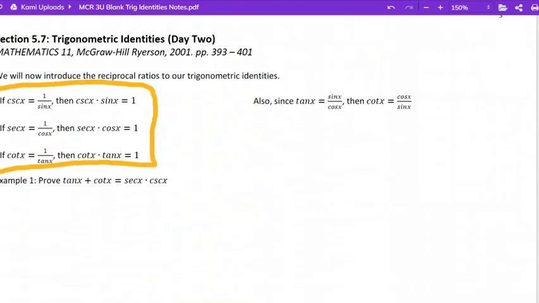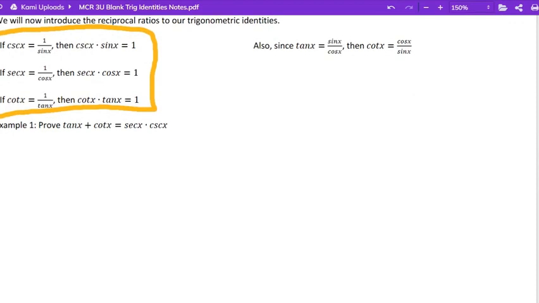So let's go to today's lesson. So all we're doing, conceptually nothing new, we're just going to bring in more identities, more tools. And so today what we're doing, you need to stop. Turn your body around. Thank you. Today we're going to bring in the reciprocal ratios.